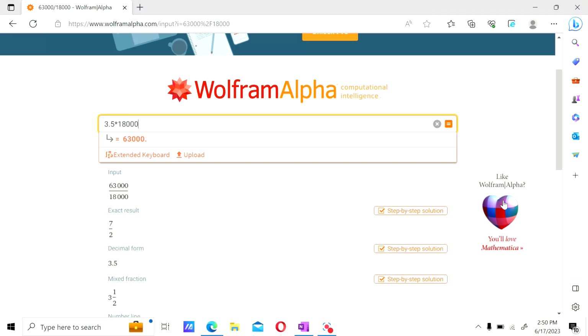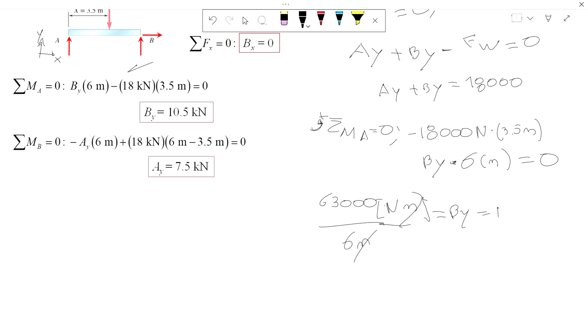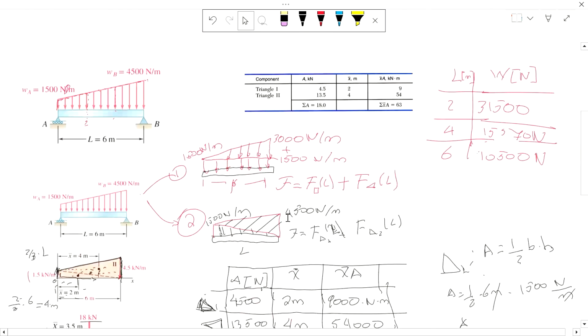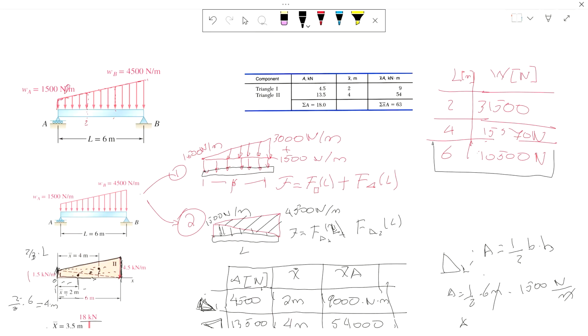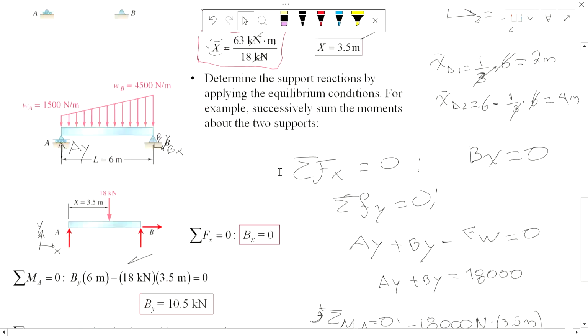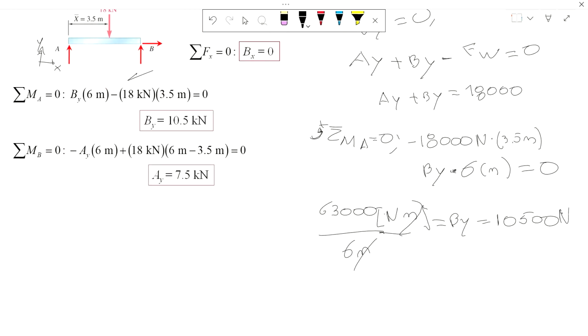63,000 divided by 6 is 10,500. All right, so BY, what do we get here? 10,500 newtons. Okay, so that is question A. If they also ask you, well, I also want to know AY, so we know how much support we have to build, or what type of steel, or what amount of force we are going to be able to see, it's pretty simple. It's just solving for AY.